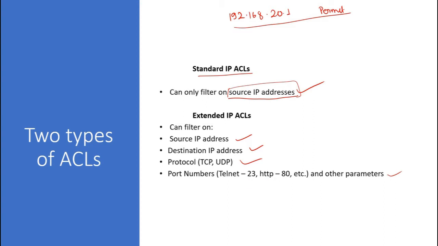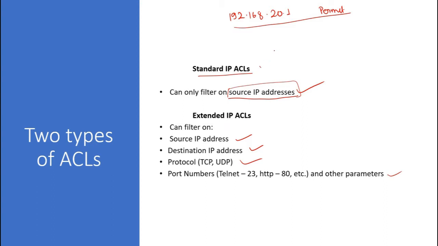Different port numbers, different types of services: FTP, Telnet, HTTP, a lot of services. If you search on Google for how many port numbers there are, you will get the complete list. So these are the two types: standard IP ACLs and extended IP ACLs.